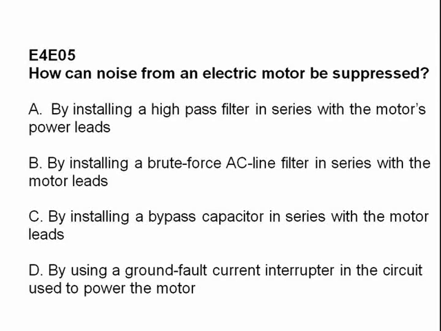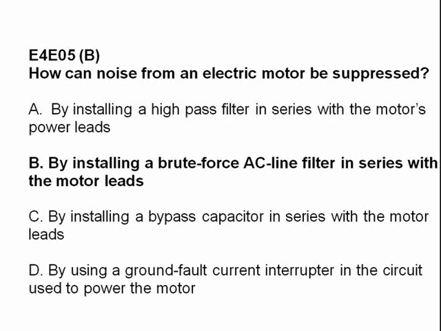How can noise from an electric motor be suppressed? A, by installing a high-pass filter in series with the motor's power leads. B, by installing a brute force AC line filter in series with the motor leads. C, by installing a bypass capacitor in series with the motor leads. Or D, by using a ground fault circuit interrupter in the circuit used to power the motor. The answer is B, by installing a brute force AC line filter in series with the motor leads.